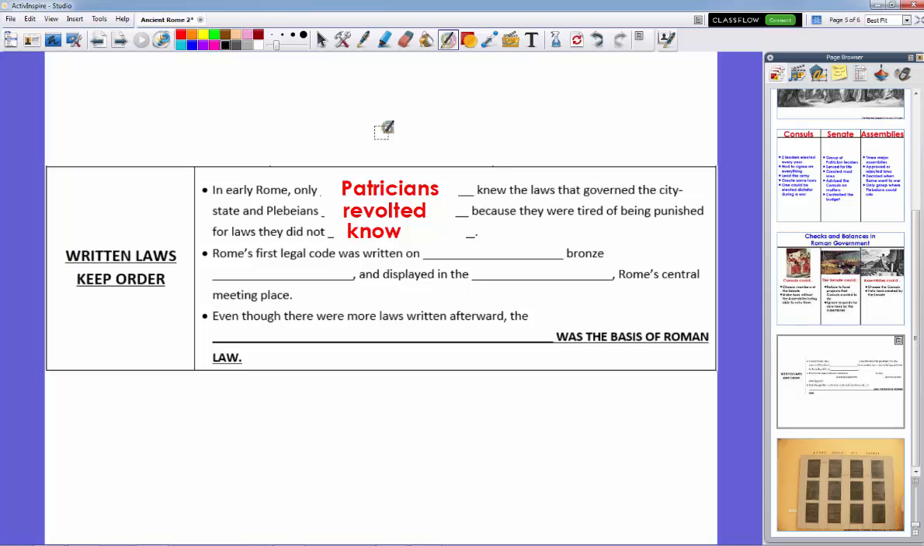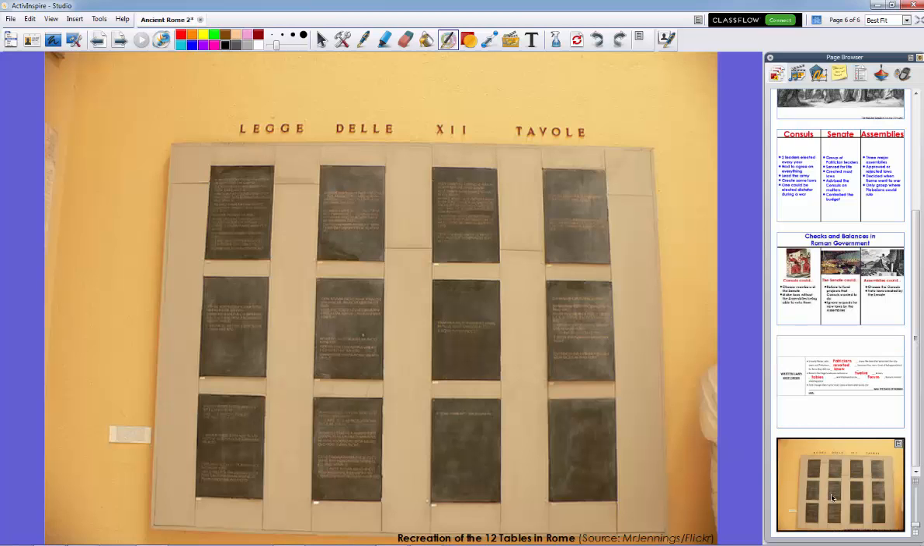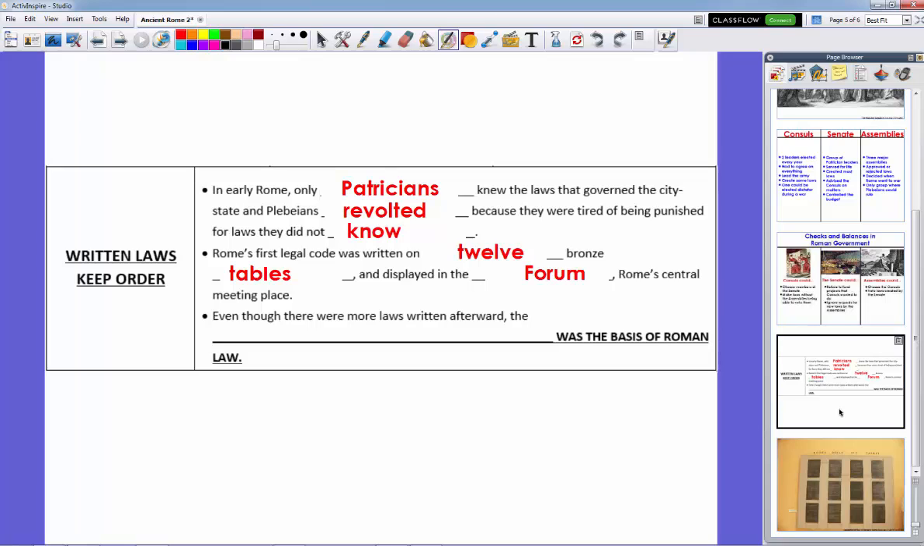So as a result, Rome's first legal code was written on 12 bronze tablets and displayed in the Forum, which was Rome's central meeting place. It was kind of like the city center or the agora for Rome. And more laws were written afterward. And here's a recreation of 12 bronze tablets in Rome written in Italian. These were put up and everyone could see them, and therefore everyone could know what the laws were.